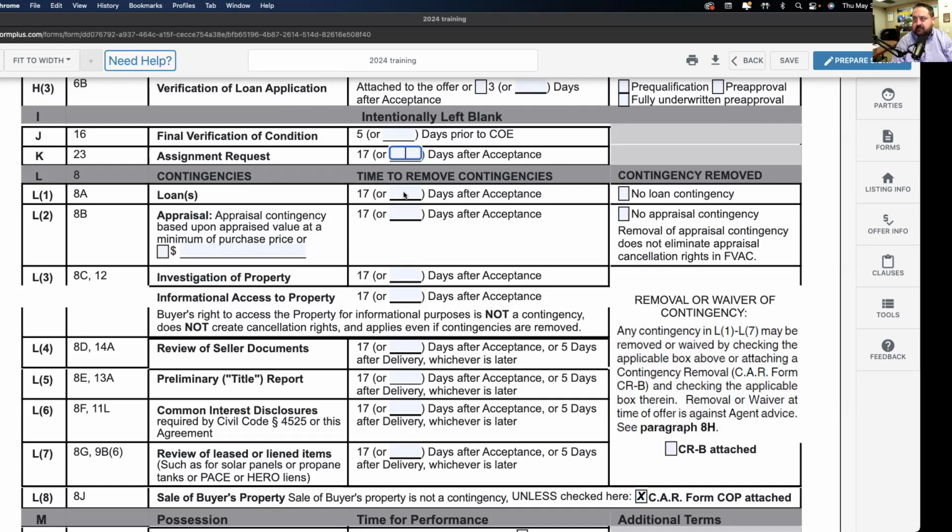Doesn't make sense. So again, strength of offer, make it make sense. Make the numbers make sense. 21-day escrow, I got 10 days to remove my loan contingency. I got 10 days to do my appraisal contingency, not 17.